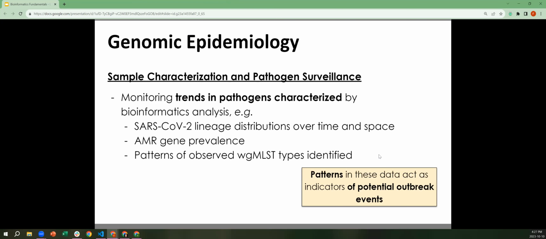Patterns in these data act as indicators of potential outbreak events. So we look at related samples that could all be part of the same outbreak. And from there, we can use the genetic relationships between these samples to try and pinpoint things like introduction events, instances where we saw a pathogen rapidly mutating. There might be some environmental pressure on that pathogen. So we look through these data in order to understand the dynamics of a pathogen spreading through a community, whether that community be a hospital or a dorm facility or an entire nation.